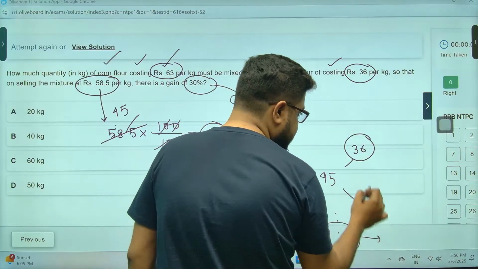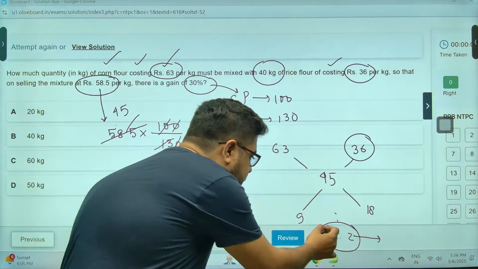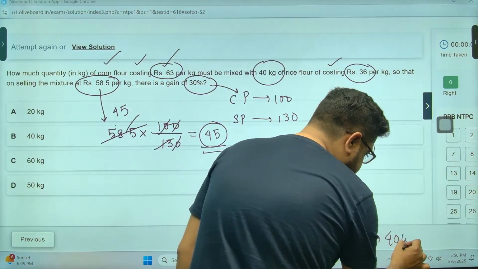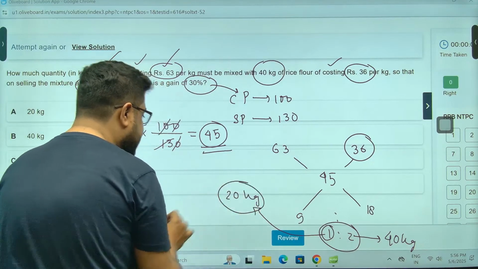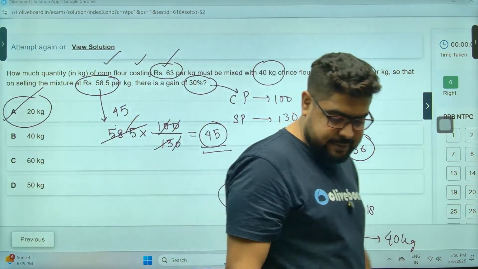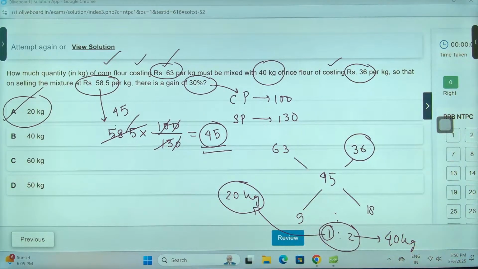This is two parts, meaning say 2 parts of rice flour I'll mix with 1 part of corn flour. So this 2 parts value is 40 kgs given. So 1 part value has to be 20 kgs, half. That's my answer. Option number A. Option number A, sir. Perfect.